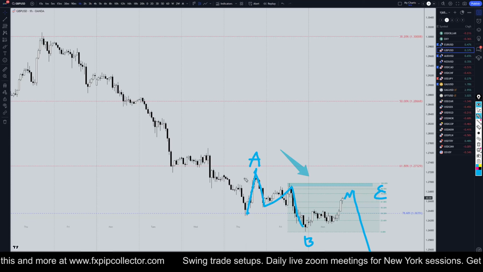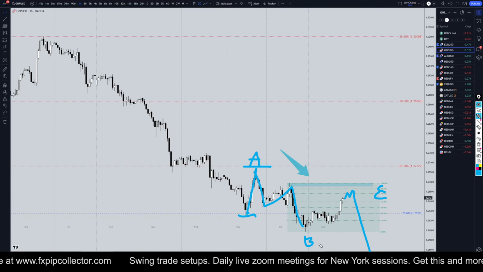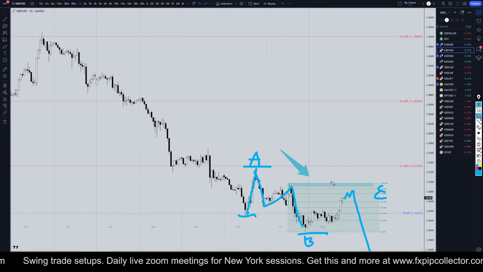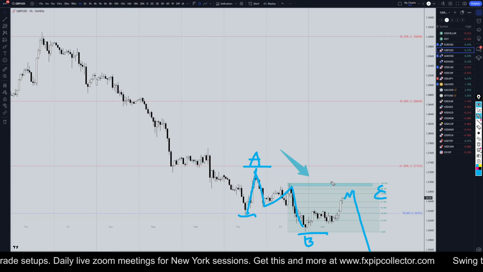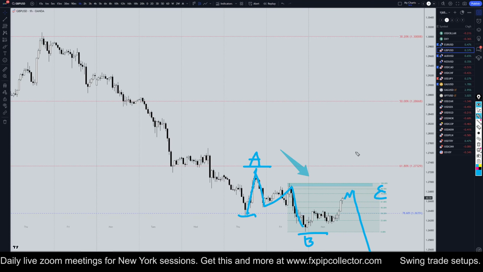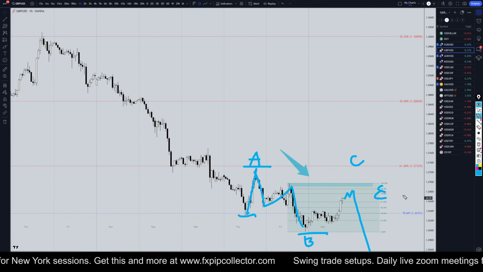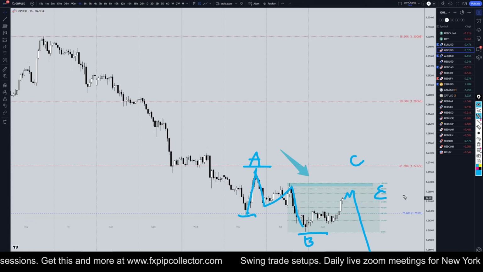If it does break up, then I'll probably throw my Fibonacci extension on here and look for the key levels for Fibonacci extension, which is usually the 161, 178 or 261, 278 for an extended wave C. So definitely paying attention to fib levels, definitely still looking for shorts because all the higher time frames are still in a downtrend.